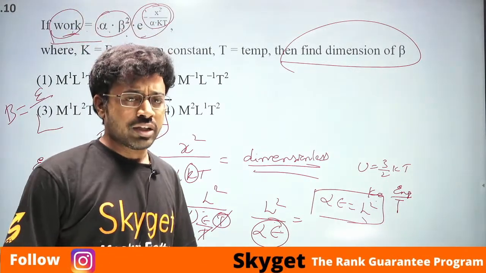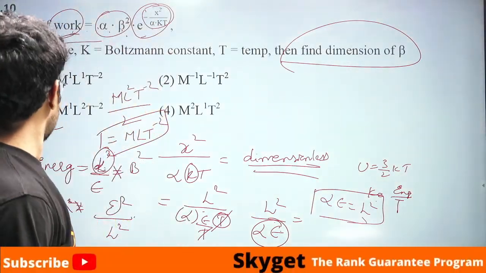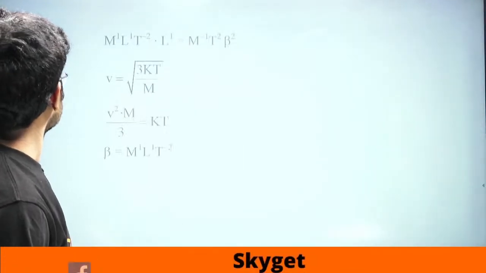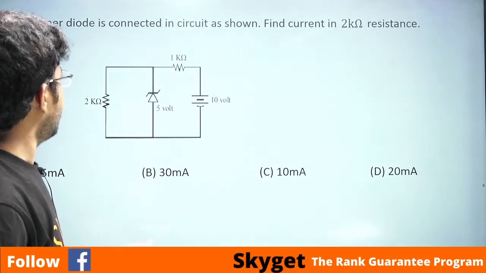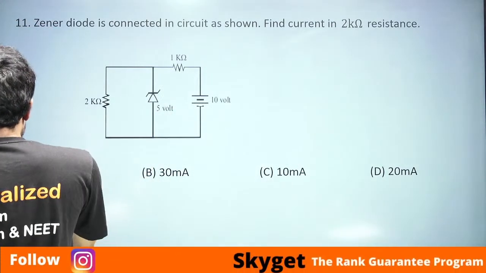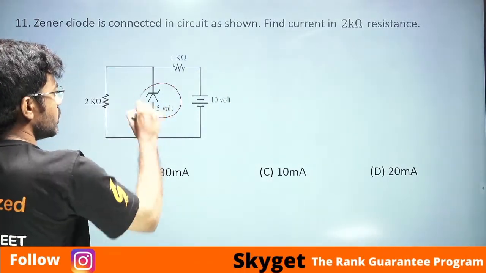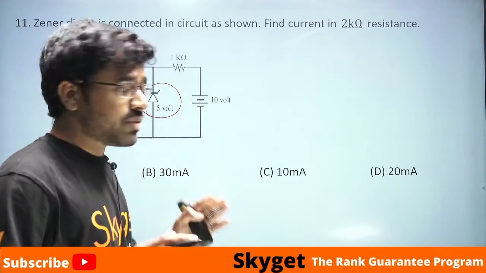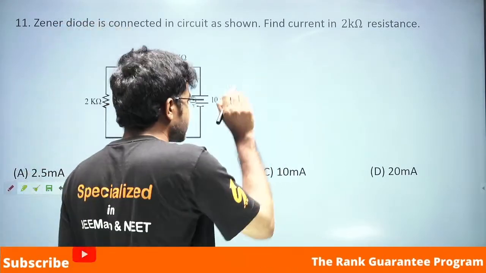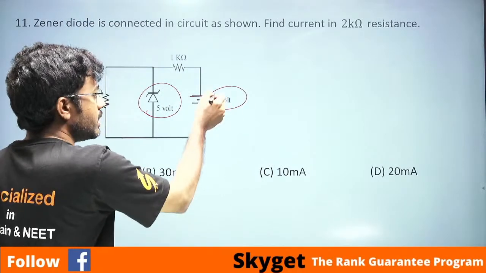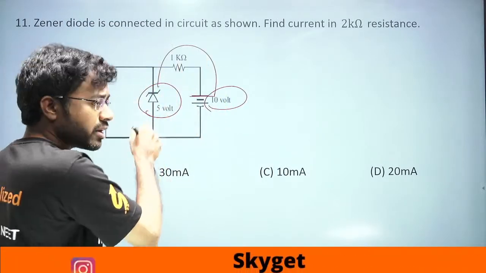So hi students, and now we are going to discuss from problem number 11, where you have a Zener diode with a voltage across it of 5 volts. As you already know, the Zener diode always has to be in the reverse bias condition. So here this is the supply voltage, which is 10 volts, connected to the Zener diode in the reverse bias condition.